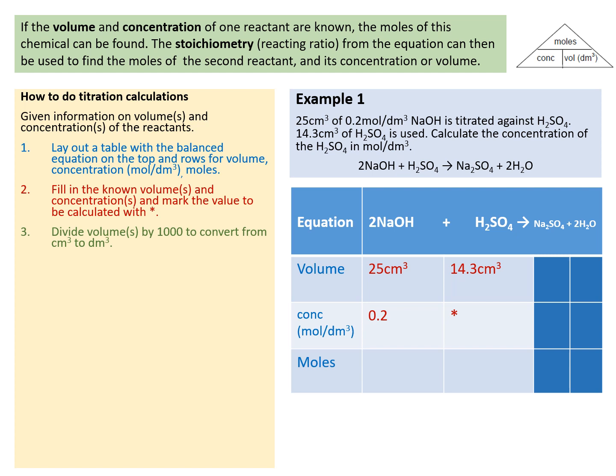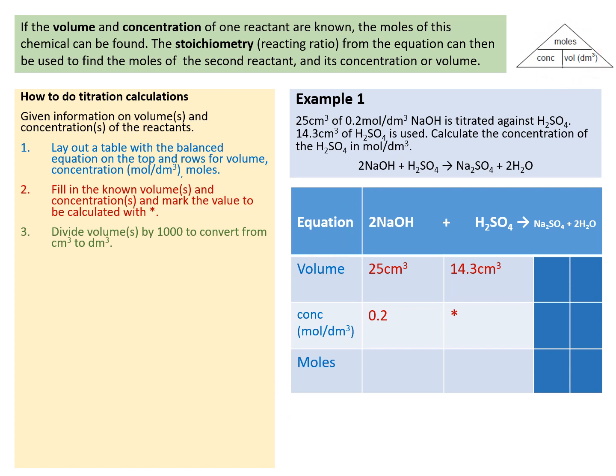Step 3, we then want to divide our volumes by 1,000 to convert from cm³ to dm³. This is actually very important because the equation for calculating concentrations and moles always uses volume in dm³. So you can see I've got the formula triangle up there to remind me.